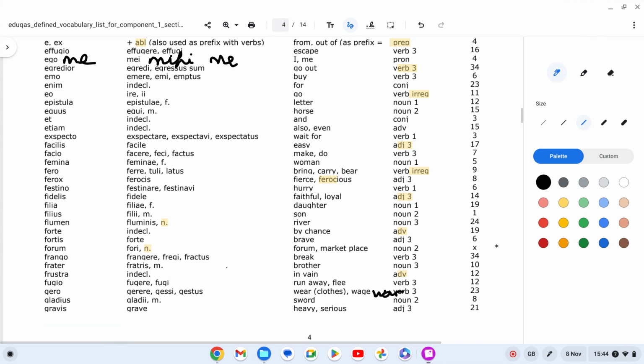Next, gladius, gladii equals sword. I imagine you know this already. What I would say about this is, what's a gladiator? A person who would carry a sword. And finally, gravis, grave means heavy or serious. The English word grave, so for example, grave news would be serious news, heavy news. So that also makes sense.